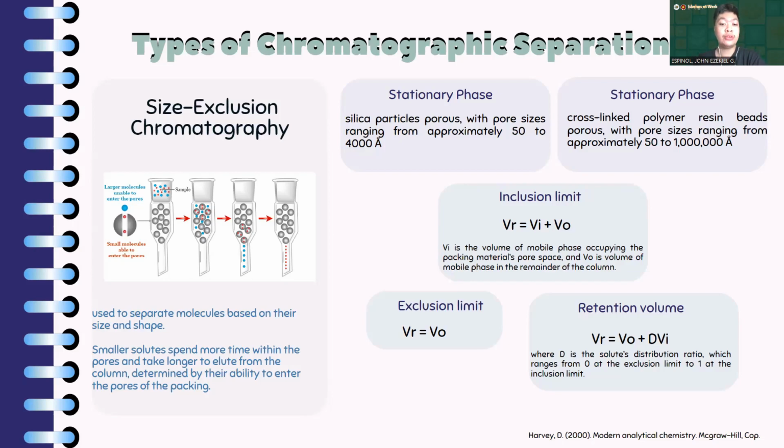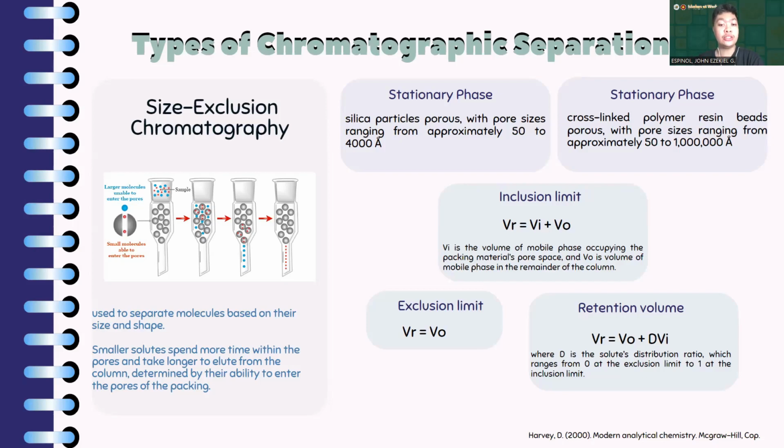For the cross-linked polymer resin beads, such as divinyl benzene cross-linked polystyrene resins, these are another type of stationary phase used in SEC. These resin beads also have a porous structure with a pore size ranging from 50 to 1 million angstroms. Similar to silica particles, the pores in cross-linked polymer resin beads allow for the separation of molecules based on their size. Larger molecules are excluded from entering the pores and are eluted first, while smaller molecules can penetrate the pores and have longer retention times.